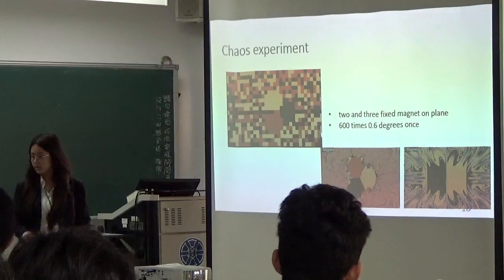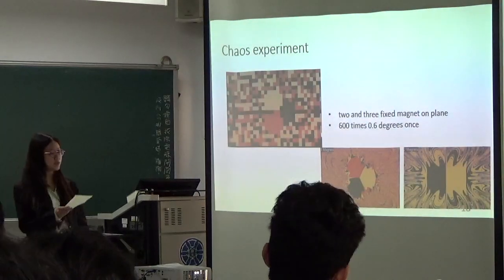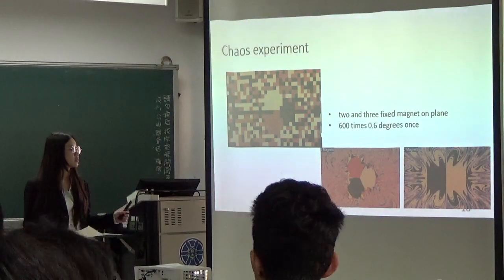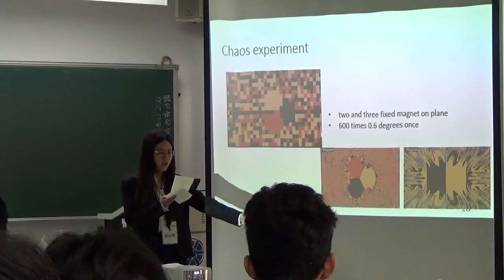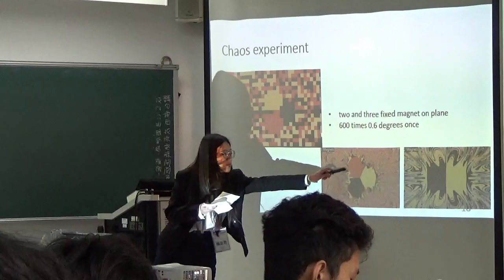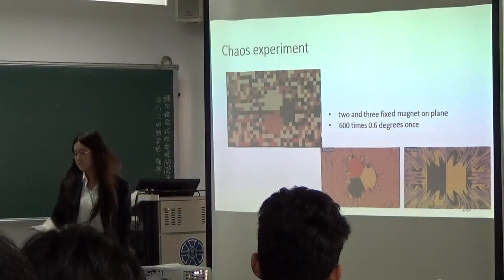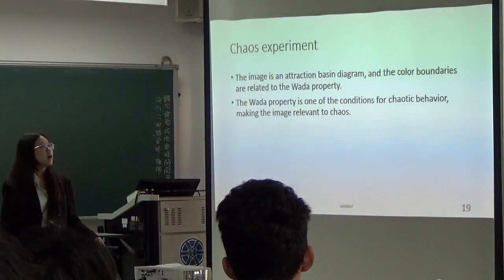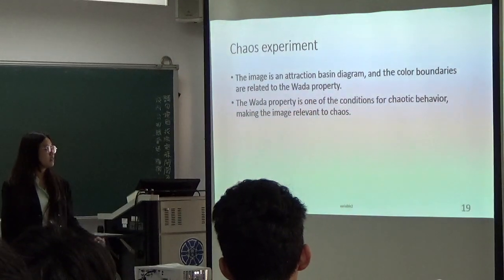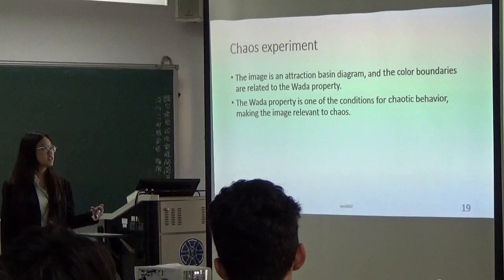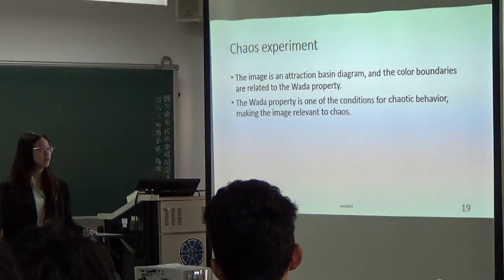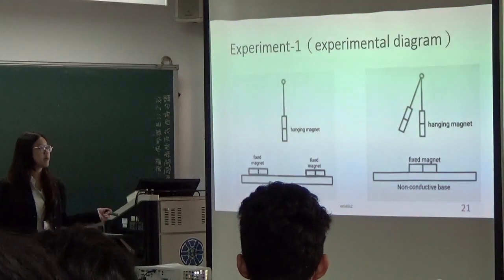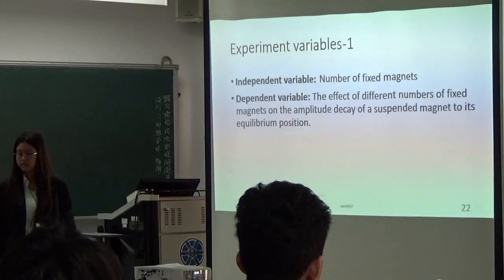And if you enlarge the boundary over there, it will be like this. This image is an attraction basin diagram, and the colored basins are related to the Wada property. The Wada property is one of the conditions of chaotic behavior. This picture helps you easily understand my experiment.